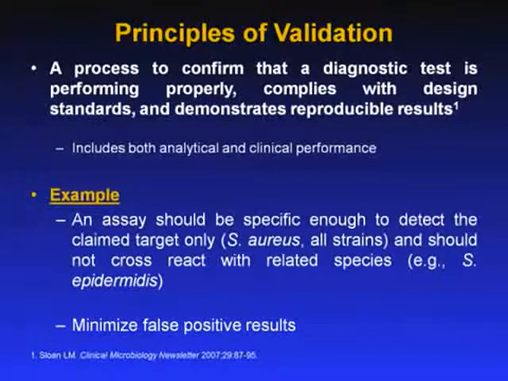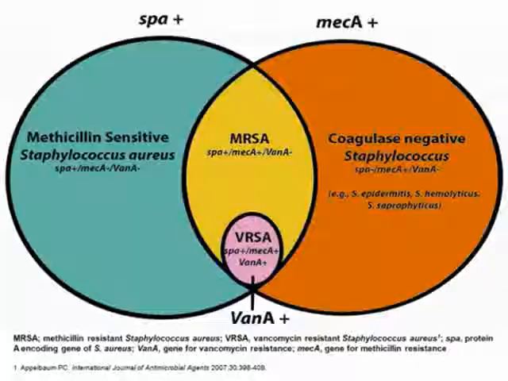These experiments are designed to confirm that the assay is specific enough to detect the claimed target only, for example, all Staphylococcus aureus strains, and will not detect related species, such as Staph epidermidis. Therefore, a highly specific nucleic acid recognition assay will ensure that there are minimal false positive results produced. Optimal primers must be designed so as to pinpoint detection of the correct pathogen genes in question. Validation experiments ensure that this occurs.